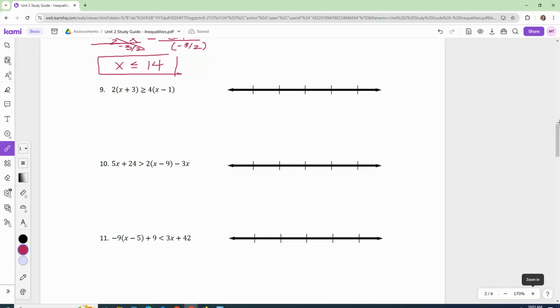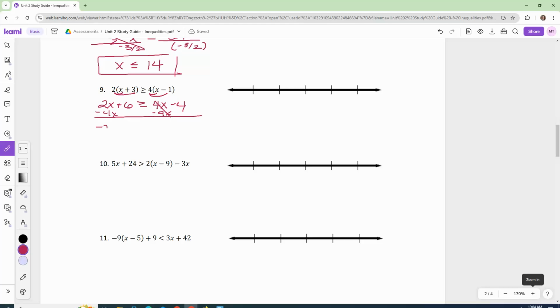Jetta, can you help me with that one? We do 2 times x and 1 times 3. Distribute that 2, so we get 2x plus 6 is greater than or equal to 4x plus 8. And then what did you do? Subtract 4x.